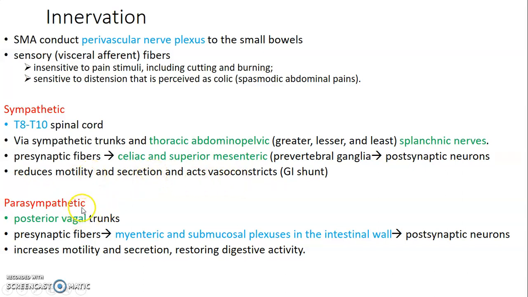So there's reduced blood from the GI, and that way the motility and secretions of the GI are reduced. In parasympathetic stimulation, it's mostly the vagus nerve, the 10th cranial nerve, and the small bowel mainly gets it from the posterior vagal trunk. Again, presynaptic fibers synapse with postsynaptic neurons at the myenteric and submucosal plexuses in the intestinal wall. The submucosal plexus is in the submucosa, and the myenteric plexus is in the muscularis externa. What does parasympathetic stimulation do? At rest, you can still digest, there is peristalsis, there is GI secretion, and good digestive activity. That really describes the innervation of the small bowel.